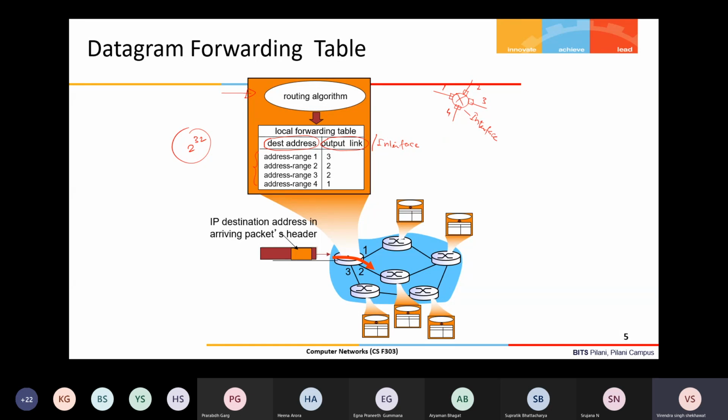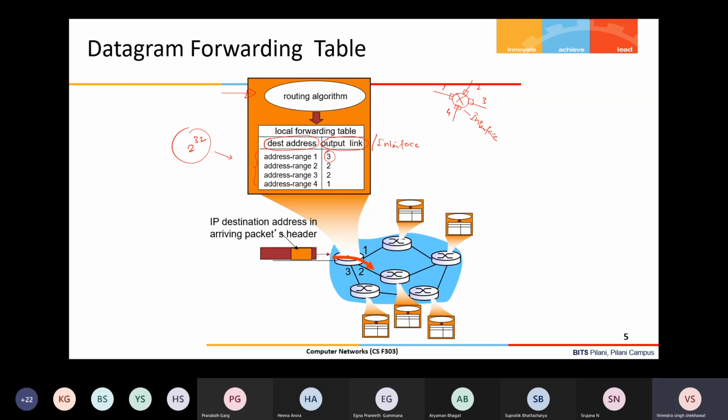Practically, we don't require these 2 power 32 entries to forward a packet to any IP address out of the 2 power 32. So right now I symbolically say that we can define the addresses in address range 1, address range 2, address range 3 and 4. Let us assume these four ranges cover the 2 power 32 address space. If the destination address of a datagram is in address range 1, then the outgoing interface is 3.